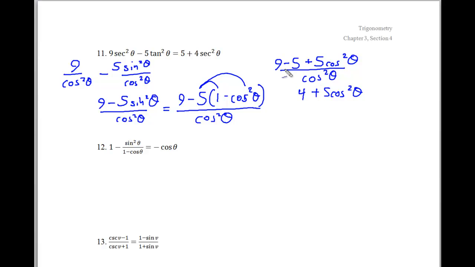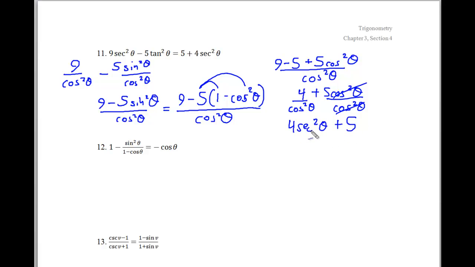Now, since this is all being divided by cosine squared theta, I can put cosine squared theta under all of these. And now you really see things take shape, because 1 over cosine squared theta is the same thing as secant. So this becomes 4 secant squared theta. And cosine squared theta divided by cosine squared theta is 1.